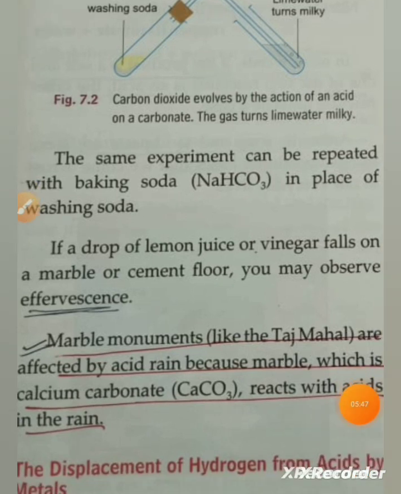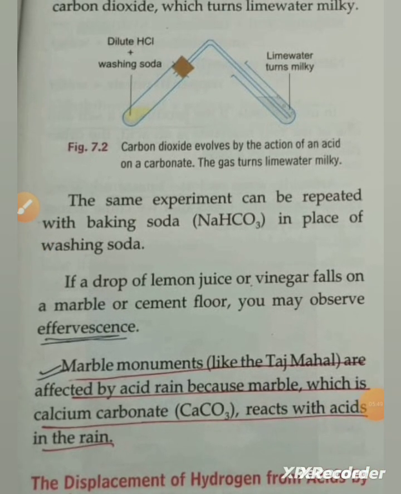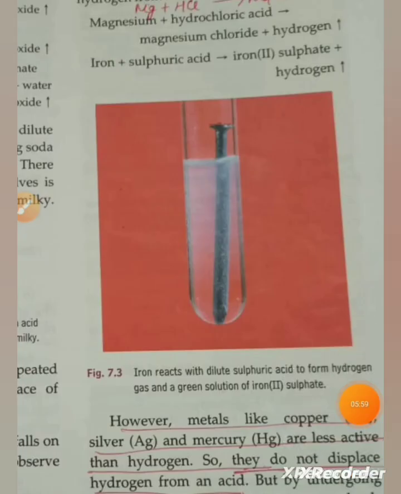Third topic is the displacement of hydrogen from acids by the metals. In this topic, we will see how hydrogen is displaced from the acids by the metals. All of you very well know that some metals are more active than hydrogen and some are weaker than hydrogen. So when the active metals like potassium, calcium, sodium, magnesium, aluminium, etc., which are more active than hydrogen, react with acids, they displace hydrogen from the solution of acid.